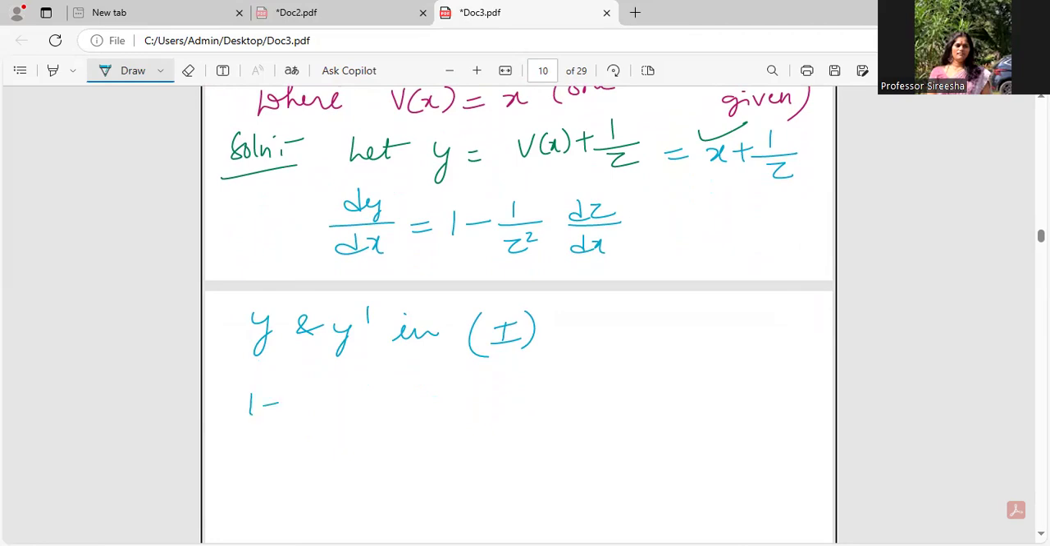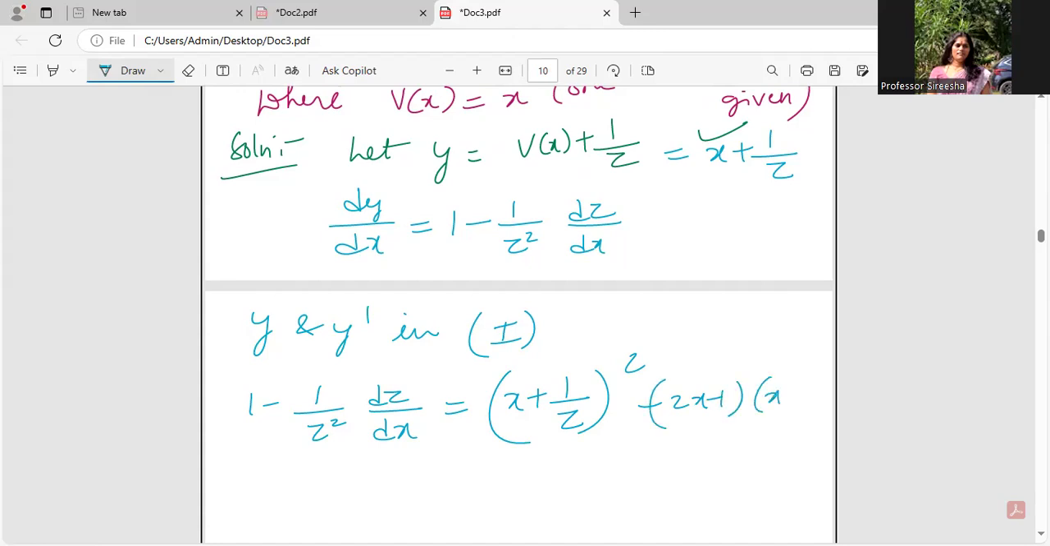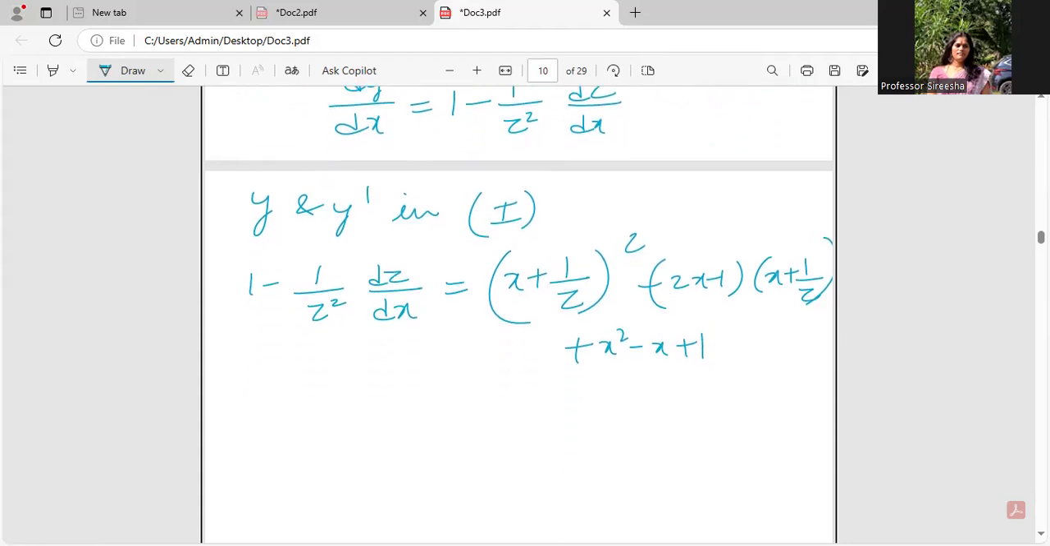So what I'll be getting? 1 minus 1 by z squared dz by dx is equal to y squared, what is y? (x plus 1 by z) whole square, minus (2x minus 1) into y, that is (x plus 1 by z), plus x squared minus x plus 1. No further substitutions are needed because no more y's or y primes are there.